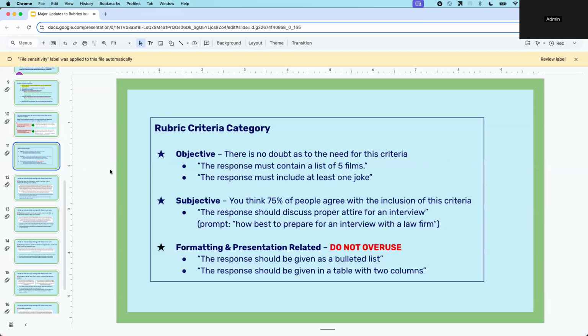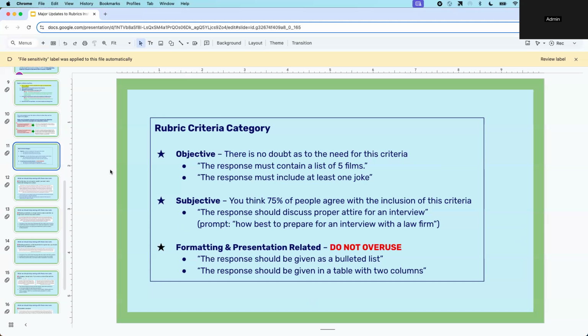Additionally, you're probably already familiar with the criteria categorization, but as a final walkthrough, there are three main categories. First, objective, factuality-oriented criteria that are not up for debate. So something like, it must contain a list of 5 films, and it's films A, B, C, D, E. These should be fairly clear cut.